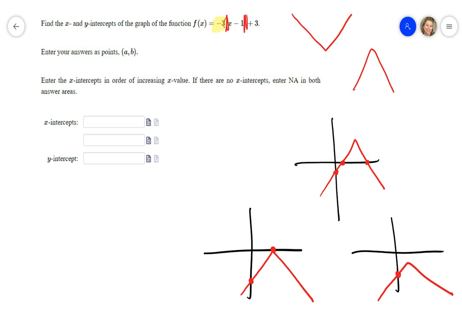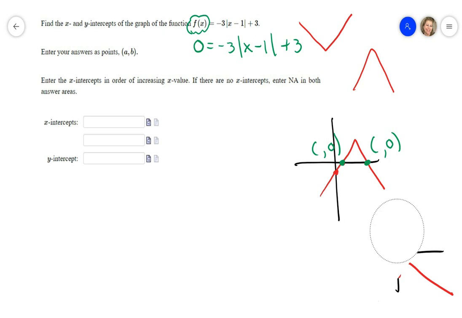But you have to remember that when you are crossing the x-axis, the y coordinate is always 0. So for both of these, the y coordinate would be 0. So I'm going to come up here and remember that f of x is really the same thing as y. So I'm going to stick the 0 right there, and then I'm going to solve this thing for x. Okay? So let me erase this mess.